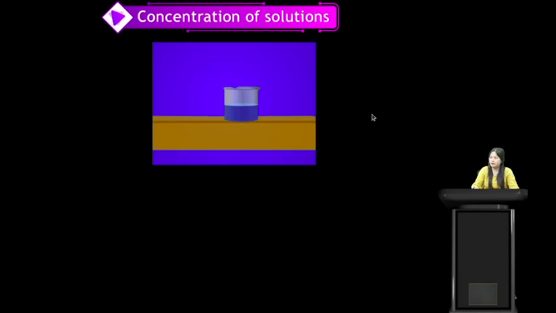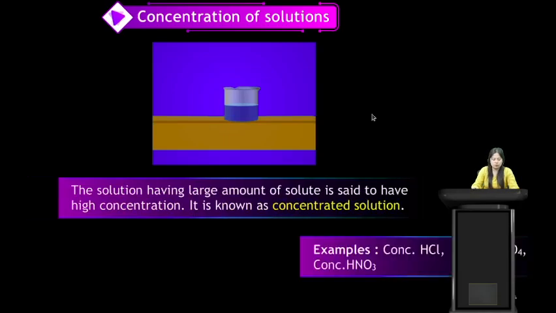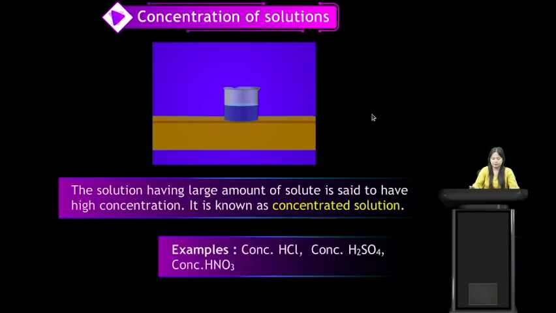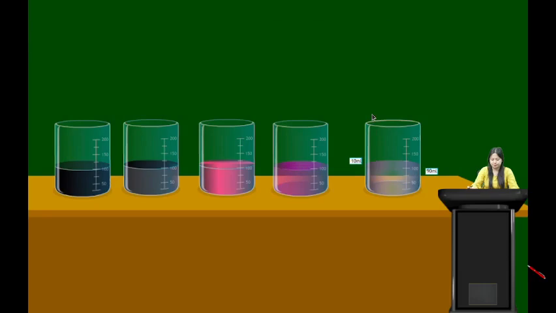A solution having a large amount of solute is said to have high concentration. It is known as a concentrated solution. So when the solution contains a large amount of solute, it is said to have high concentration and it is known as a concentrated solution. Examples are concentrated HCl, concentrated H2SO4 and concentrated HNO3. HCl is hydrochloric acid, H2SO4 is sulfuric acid and HNO3 is nitric acid.